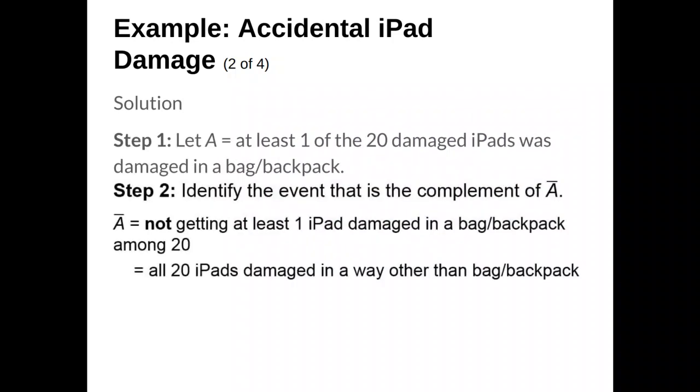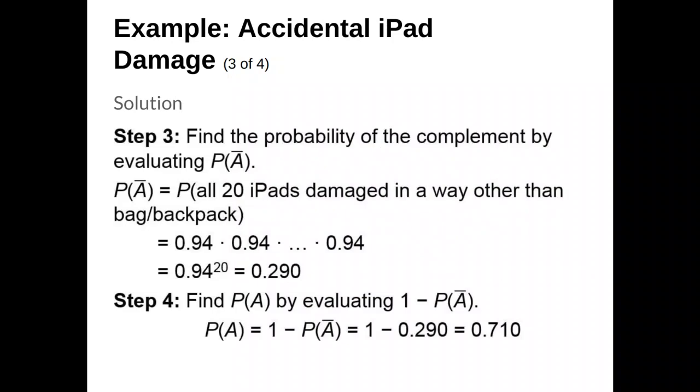And so let's look at this. This is just going through what I just said. So step 1: A is at least one of them. Then the complement is getting none, all 20. So to find the probability of the complement, the probability that there are no damaged backpacks, we can simply use the multiplication rule, right? So we are looking at 6% damaged by bags. So for it to not be damaged by a bag, that probability is 0.94.